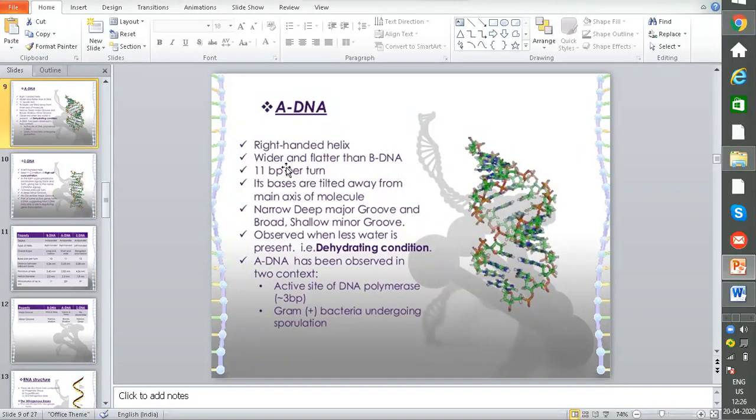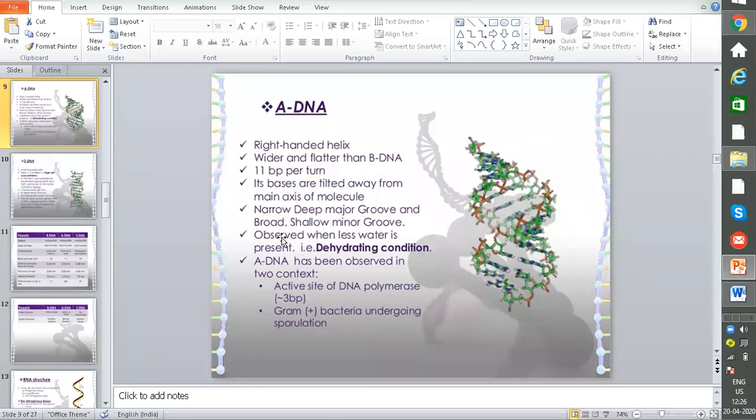The second one is aDNA. This is also a right-handed helix like bDNA. But compared with bDNA, here it is wider and flatter. Here the nucleotide base pairs will be aligned out of the middle axis. That means they are not close to the middle axis; they are a little farther from it. So in aDNA there are 11 base pairs, but in bDNA there are only 10 base pairs.